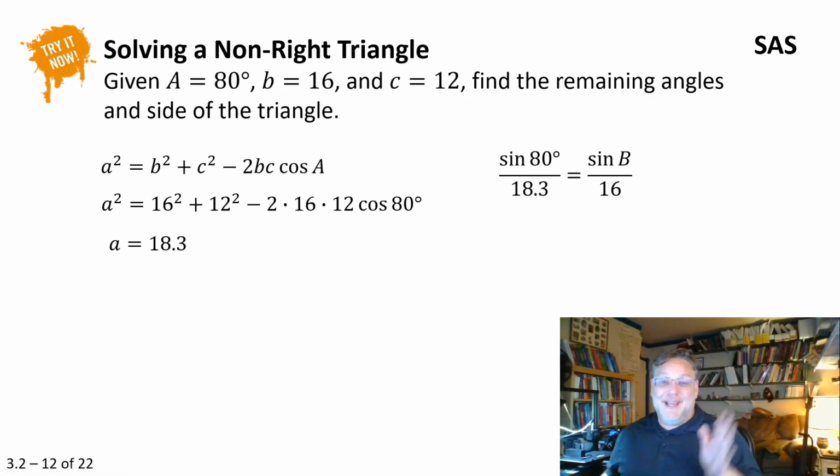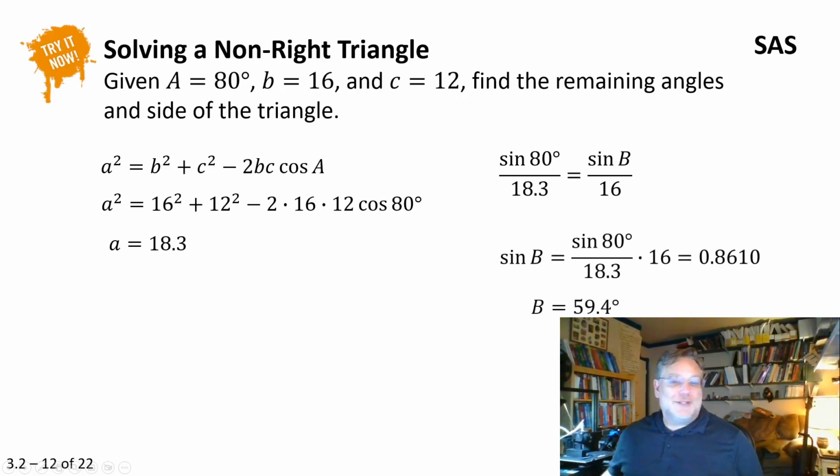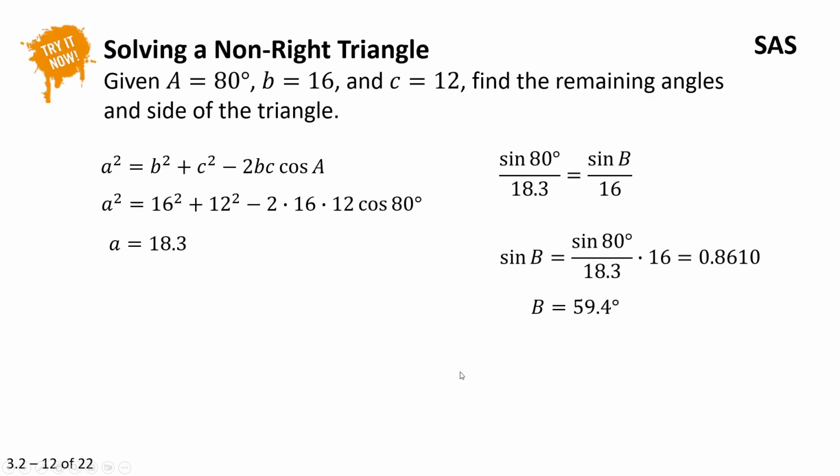I have angle A and side A, so that I can now use the law of sines to be able to solve for everything else. I'm using this to solve for angle B here, which turns out to be 59.4 degrees, and we can subtract all angles from 180 to find out what the third angle is, and that's 40.6 degrees. We've solved the triangle once again.